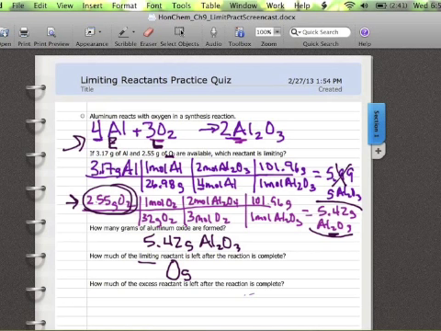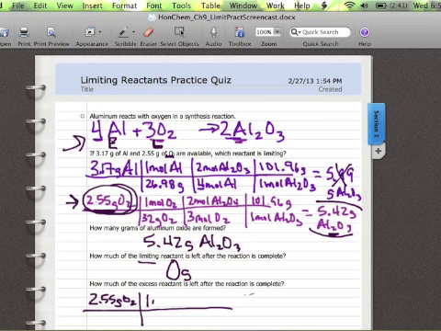To do that, we're going to go back and start with our limiting reactant. So I have 2.55 grams of O2. And the reason I'm starting with my limiting is because that is the one that's going to run out. So that determines how much of everything else can be made or used. So I'm going to go from limiting this time to excess to find out how much is used.